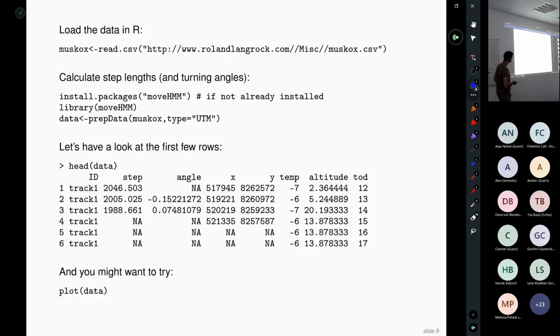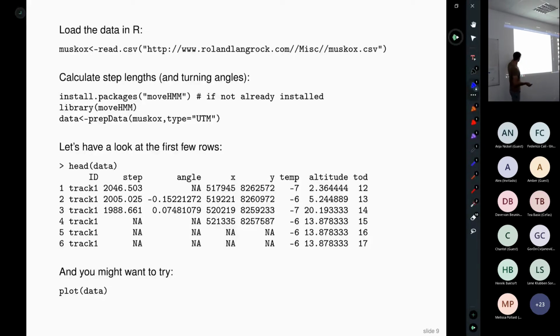You need to install this in R, you load it, and then there's this function prepData, which makes the transformation from coordinates to step lengths and also turning angles. So you start with a matrix of x, y coordinates, and what prepData gives you in the end is a series of step lengths and turning angles. As I said, we are not yet dealing with the turning angles, but we will later on. So now we're mostly interested in the series of step lengths.